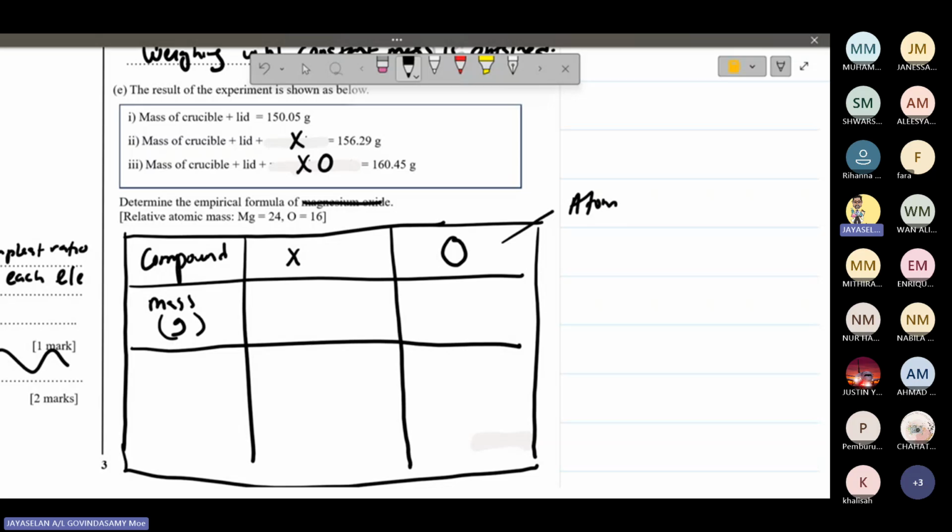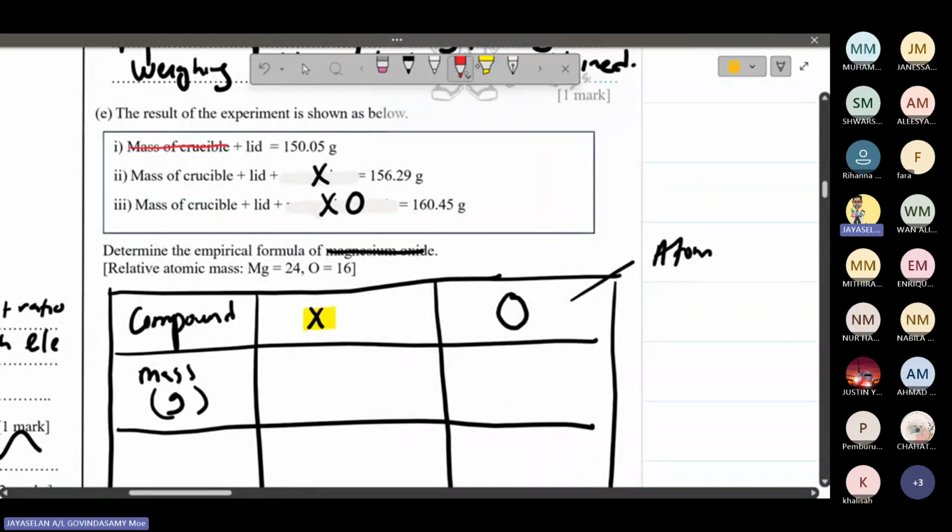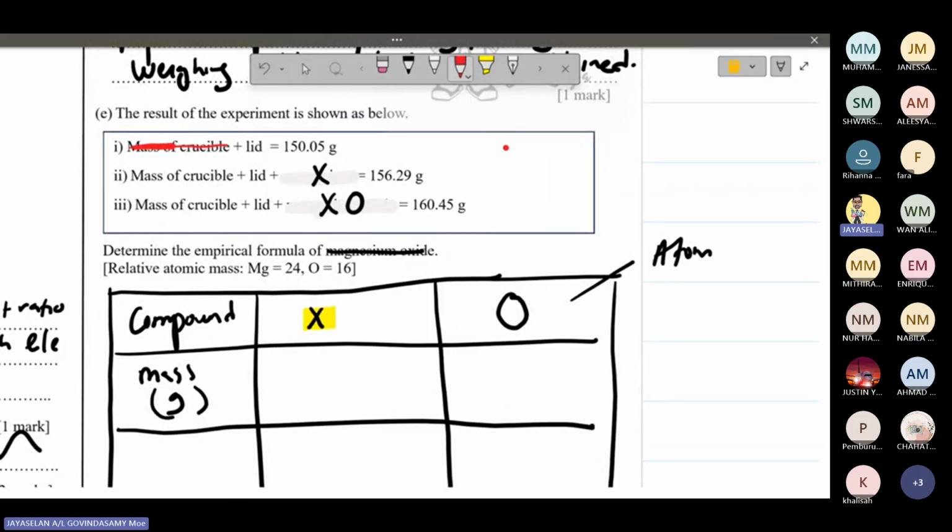Very simple. You main potong sahaja. You want to find the mass of X. Tengok saya potong. You ambil pen, crucible mass cut. Crucible mass dia you potong. Crucible dah. So that means the mass already equal. Lead potong, tinggal apa? The mass of X. That means what you guys do, take this mass and minus with this mass, you will get the X.